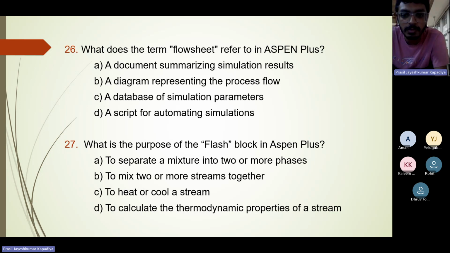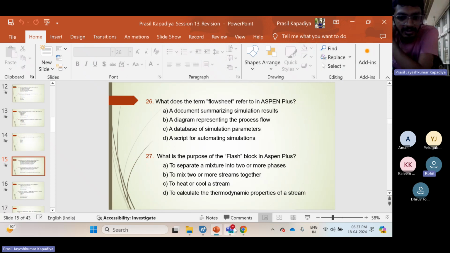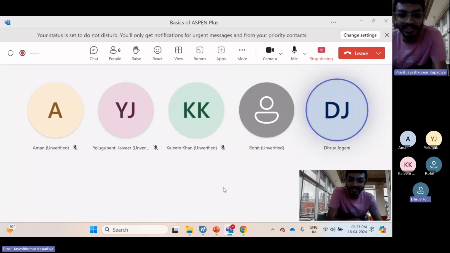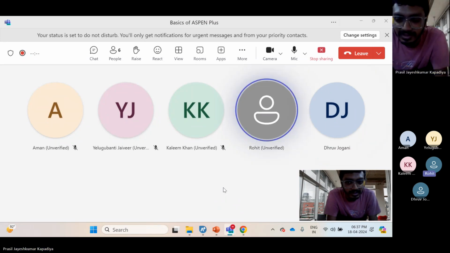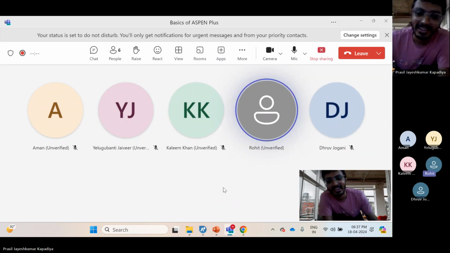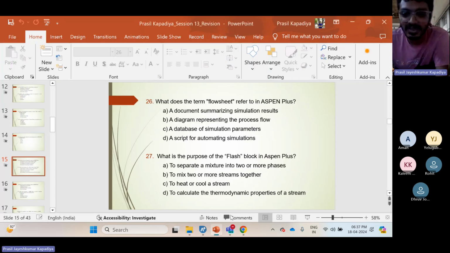What is the purpose of flash block in Aspen Plus? Option A, we separate our mixtures in two or more phases, right? Dhruv, was this question clear? That question was a bit tricky. Yes, sir, it is clear. Okay, yeah, what were you saying, Rohit? That question was a bit tricky. Equilibrium, that one was tricky. Yeah, just be careful.